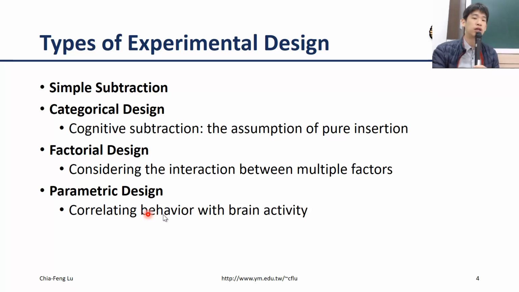But anyway, you can try to correlate the response time, which is one kind of behavior, with the brain activity. So this is more like a continuous analysis, not simply the categorical design, but more like a continuous measurement. So you can correlate the behavior with the brain activity.